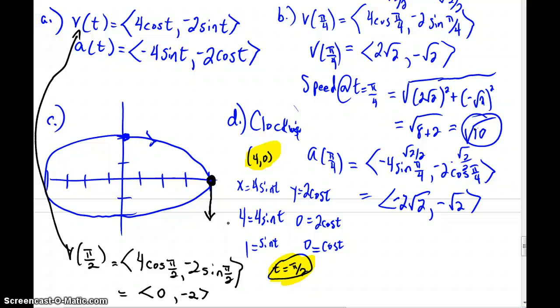And it's communicating not just the speed, but also the direction when the particle would be at (4, 0), or similarly when the particle is at t equals pi over 2.